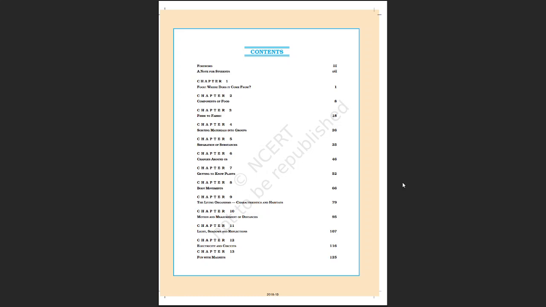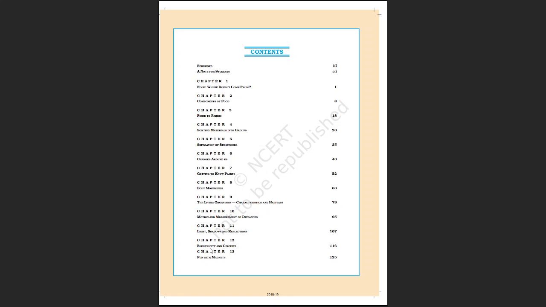Then next we will study Light, Shadows and Reflections. In this we will study how light travels, how it makes shadows, and how reflections are made from the light. And in this we also study the transparency of objects. For example, whether an object is transparent, translucent or opaque, etc.